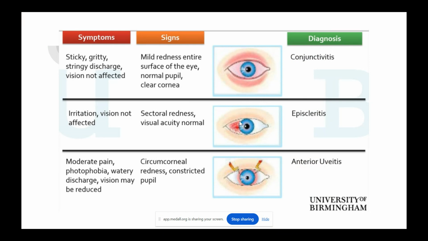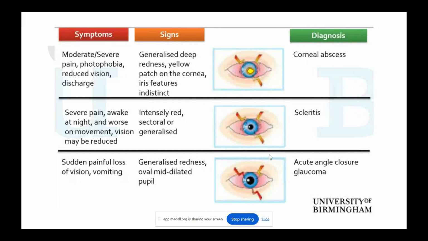Another one that you would urgently refer to ophthalmology is anterior uveitis, because a lot of the time it's associated with a systemic etiology. This one would be more around your pupil. You'll get circumcorneal redness and a bit more of a constricted pupil appearance. People will come with pain, photophobia, pain on eyesight, and a bit of watery discharge, and their vision a lot of the time is reduced.